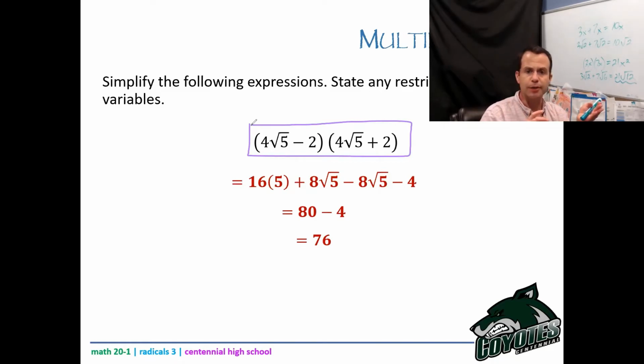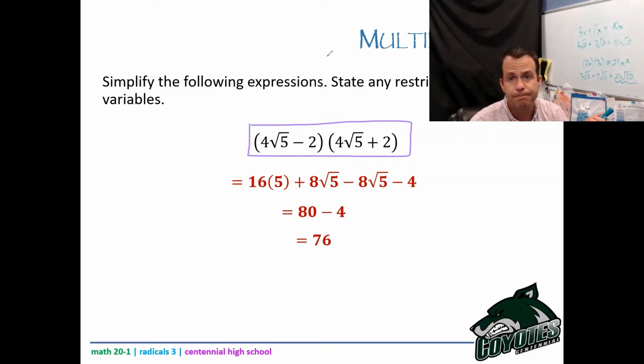Okay, do you remember us talking about a squared minus b squared will always factor into a plus b times a minus b. Those are the conjugates, a plus b and a minus b. So when you see that, you know that you're going to end up with essentially a squared minus b squared. So I could have just gone 4 root 5 squared, that's where the 80 comes from, minus b squared, which is 2 squared, that's where the 4 comes from.